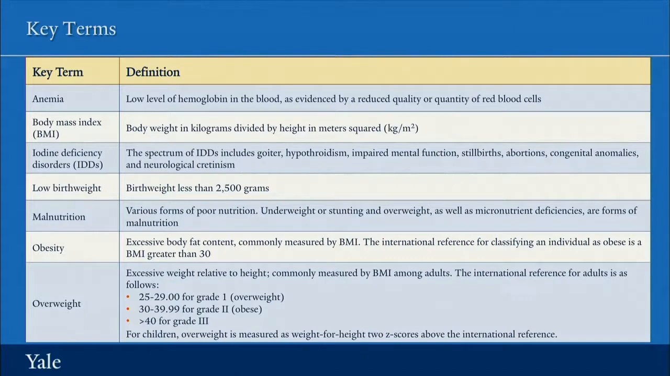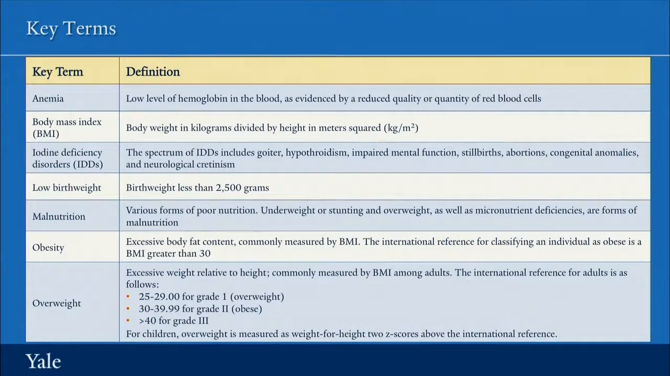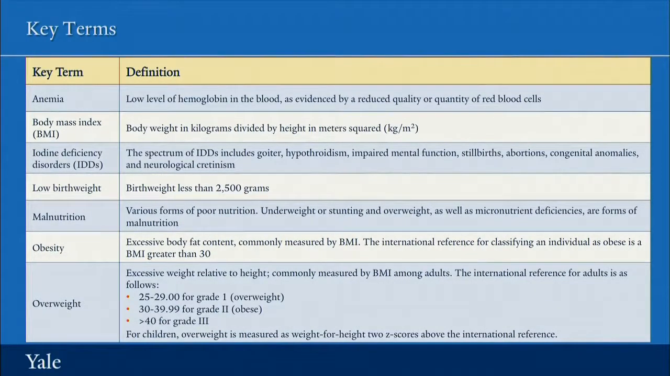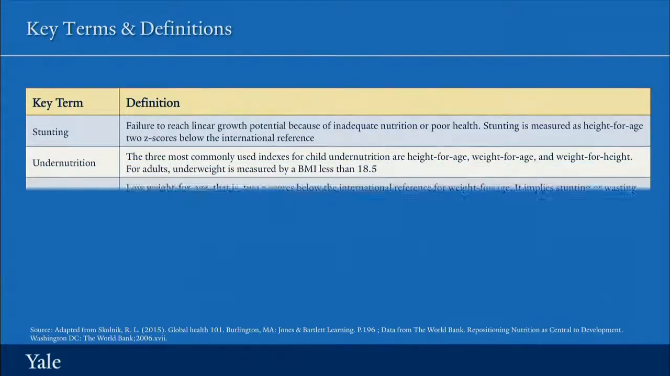But I do want to point out that the word malnutrition is used in lots of different ways by lots of different people and not always consistently. In this discussion, we're going to use malnutrition, as noted here, to refer to various forms of poor nutrition. This could include underweight or stunting, but it also could include overweight as well as micronutrient deficiencies. Malnutrition is poor nutrition, bad nutrition, but we're going to also distinguish between undernutrition and certain manifestations of that, and overweight and obesity.